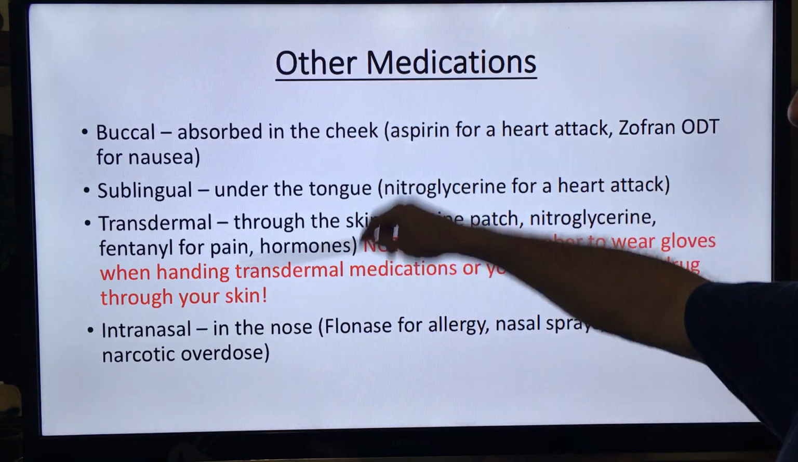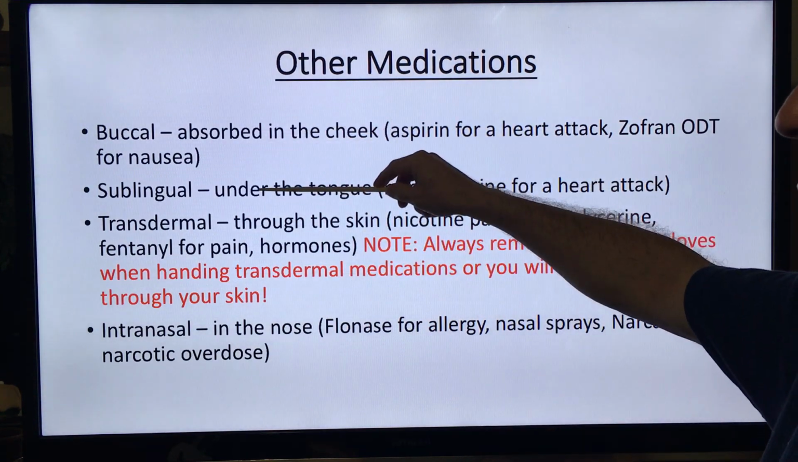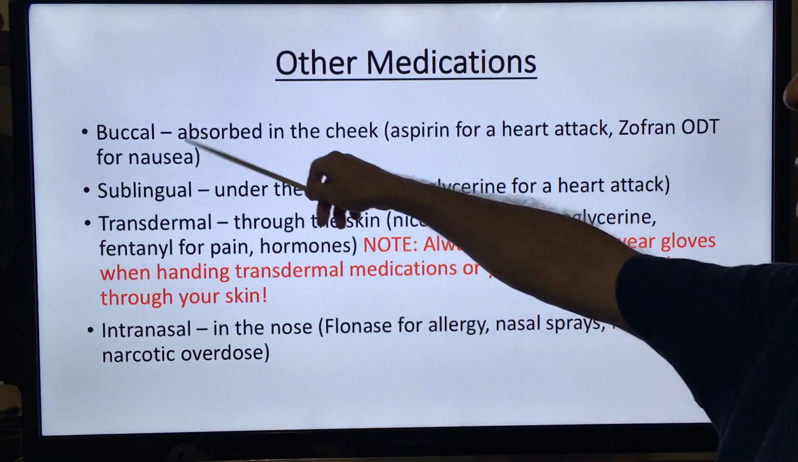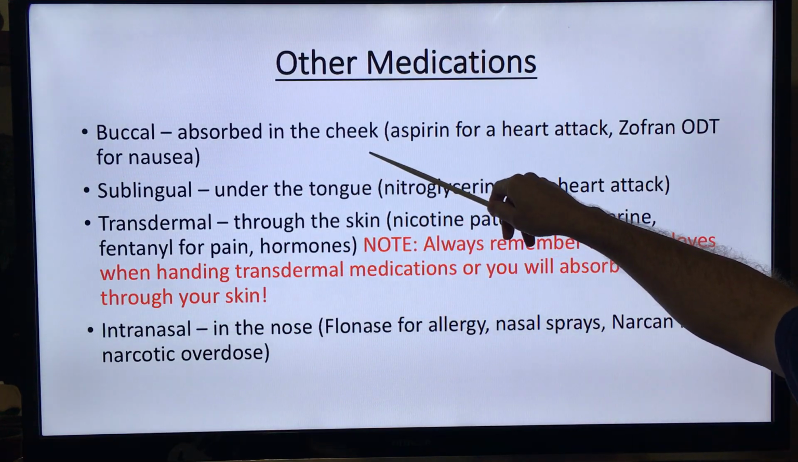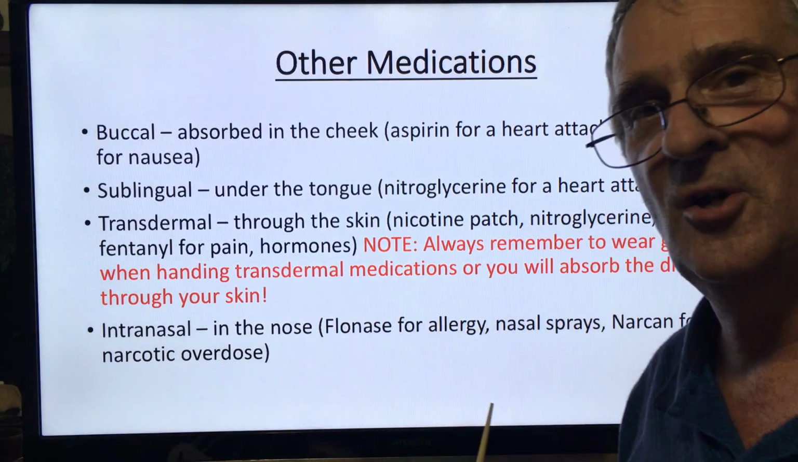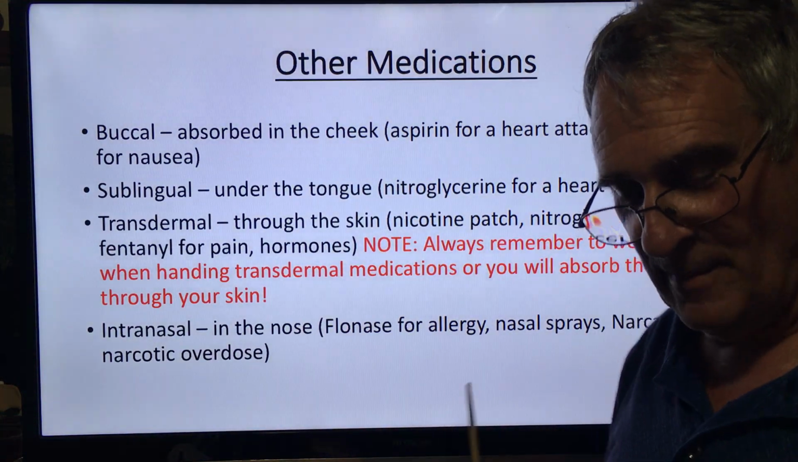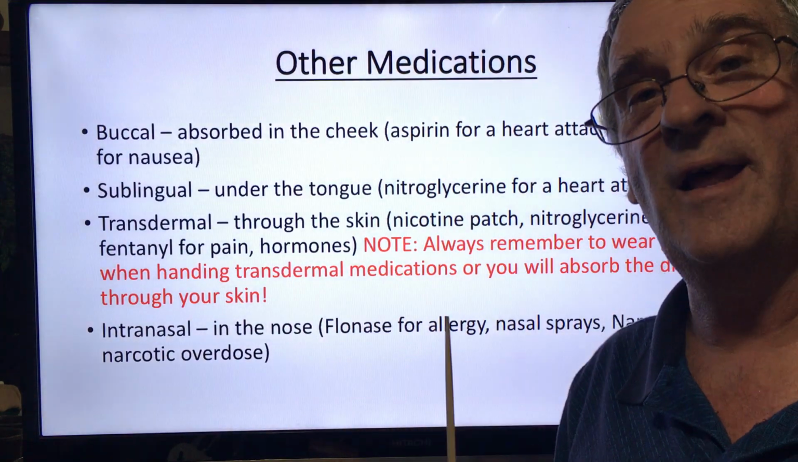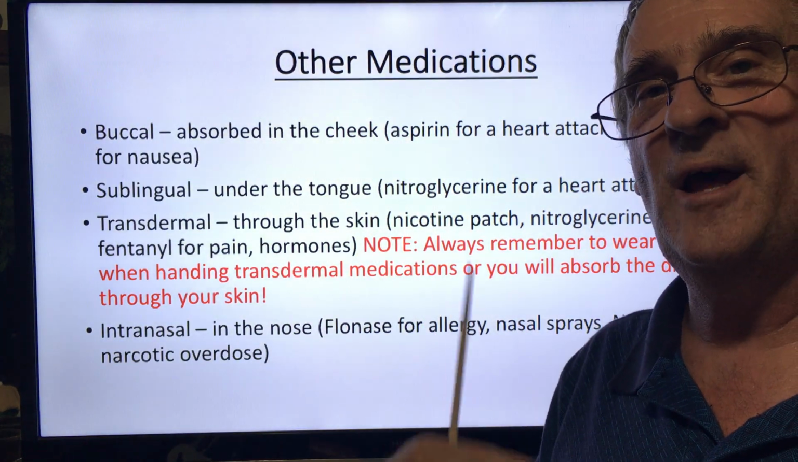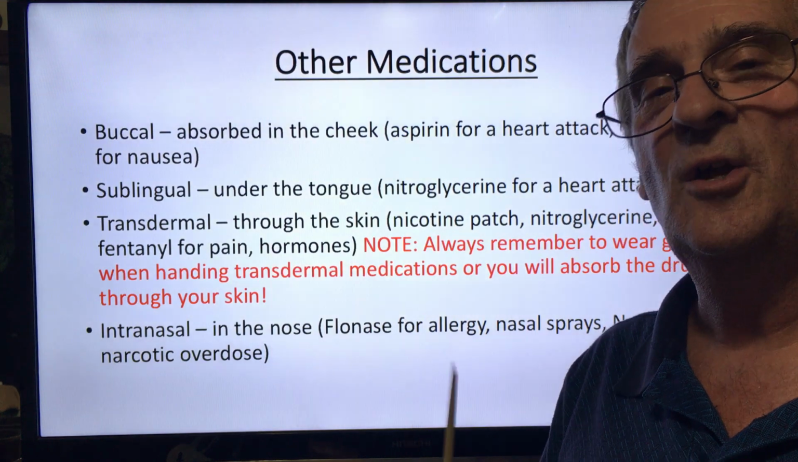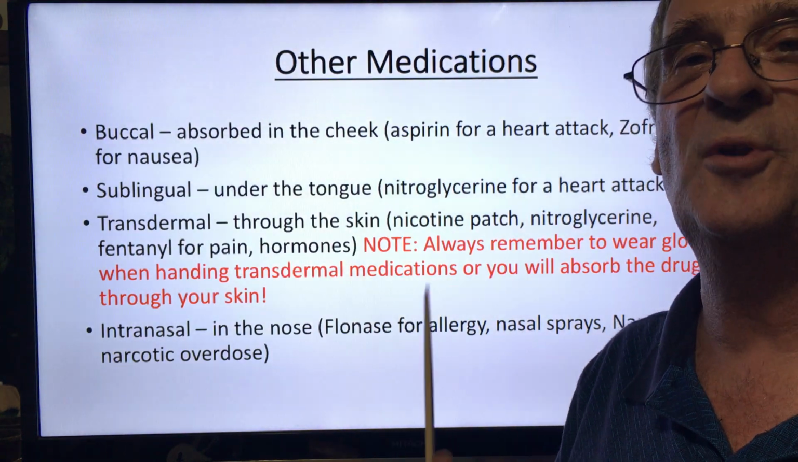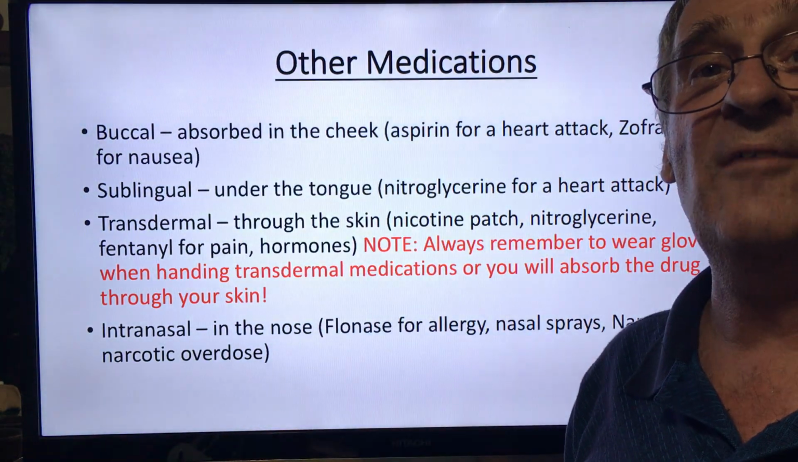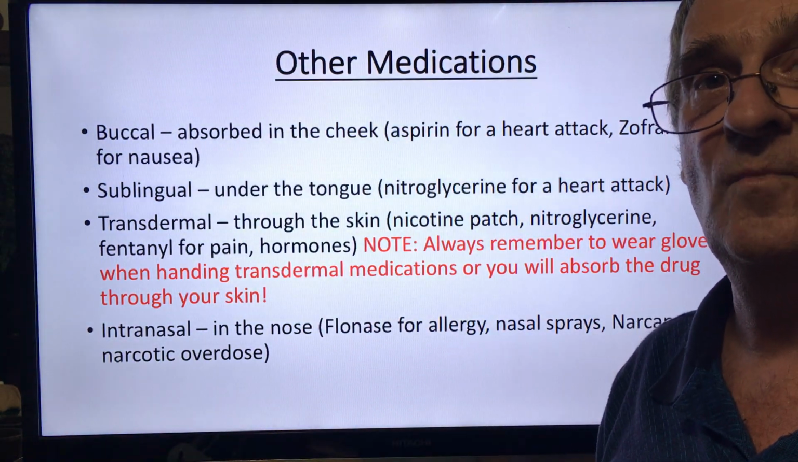Once again, some other oral routes and then some more parenteral routes. So buccal is absorbed through the cheek. If a patient's having a heart attack and we want to give them aspirin, we cannot give this aspirin orally. We cannot have them swallow that aspirin. Swallowed aspirin in a heart attack is useless. We need to have them chew the aspirin up and have it absorbed in the cheek so that it'll have more of an immediate effect. Okay?